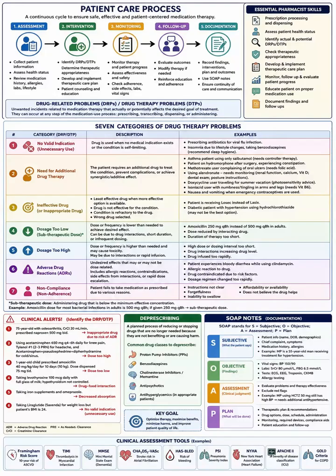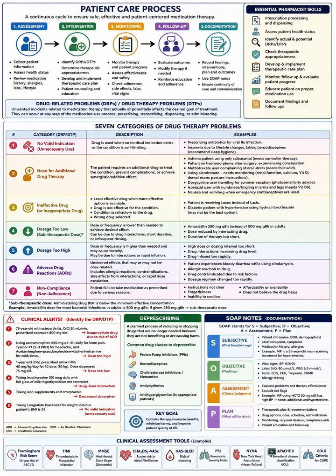A child receiving a lower than recommended dose of amoxicillin represents a dosage too low issue. Taking levothyroxine with milk can reduce absorption, illustrating a drug-food interaction. Similarly, combining iron supplements with omeprazole can decrease iron absorption. Using weight loss medication like liraglutide in a patient with a normal BMI represents unnecessary drug therapy.